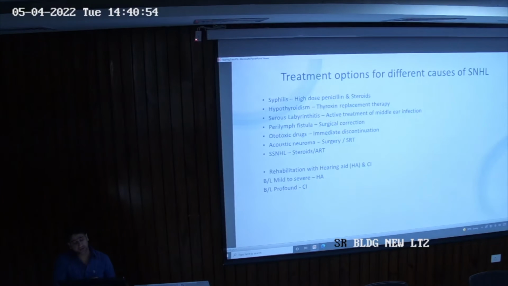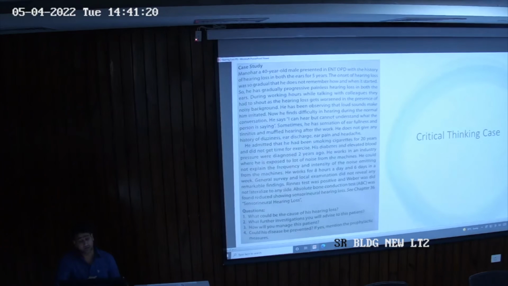Sudden SNHL requires steroid or antiretroviral therapy. Rehabilitation with hearing aids and cochlear implant is also there. If the patient is having mild to severe bilateral SN loss, a hearing aid is prescribed, and if he is having bilateral profound SNHL, then we will do a cochlear implant.